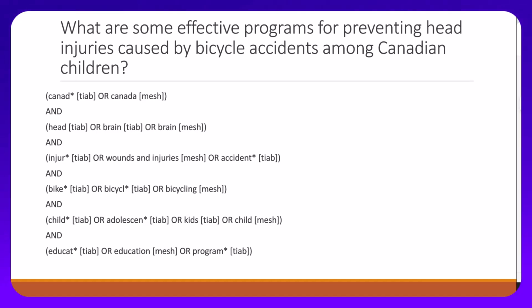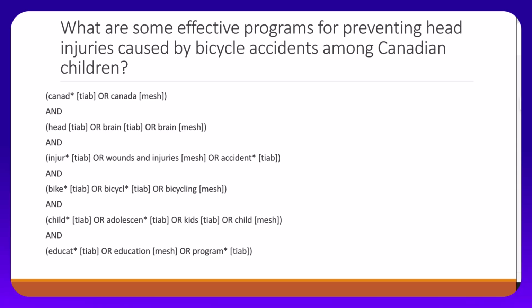The first of these is a search like this. What are some effective educational programs for preventing head injuries caused by bicycle accidents among Canadian children? The search I've created here below the question covers all of the key PICO elements of the question, but when I run this search in PubMed, I get very few good articles. The problem here is there's too much going on. The search is too specific in terms of the PICO elements.